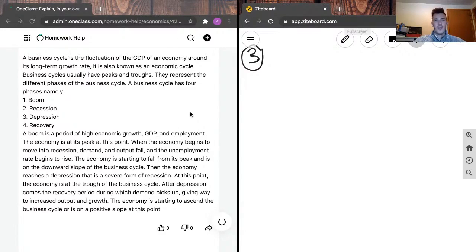Business cycles usually have peaks and troughs. They represent the different phases of the business cycle. And a business cycle has 4 phases, namely boom, recession, depression, and recovery. I can draw that for us here quickly.